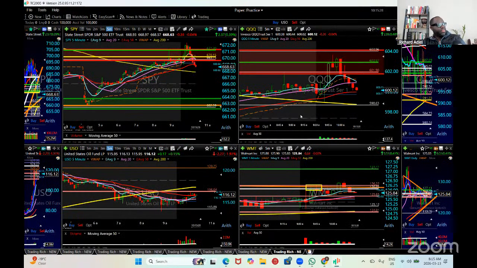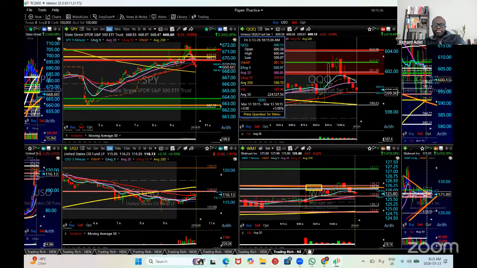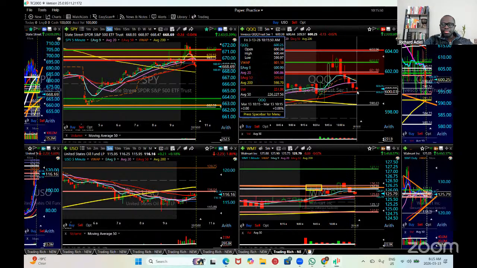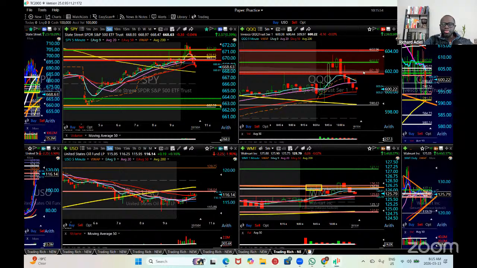USO is not even green. So yeah, I got my target here, taking some off. Then I'll hold the rest and see what happens. If we hold this area, I'll flip long, and that's going to be a nice long if it pans out well.